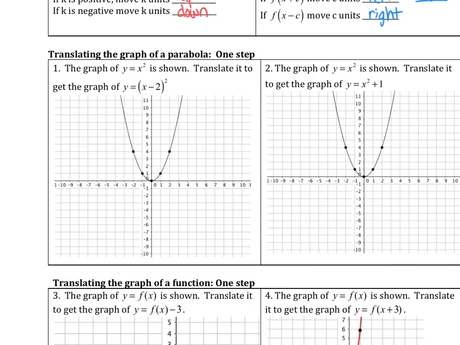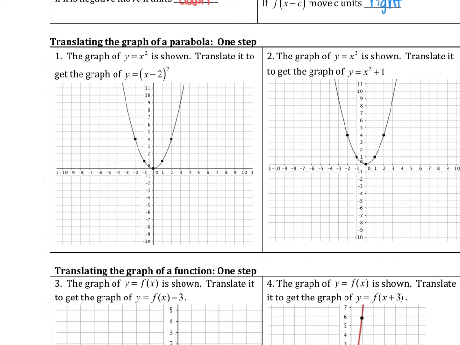So when you're translating the graph of a parabola, it shows you a parabola, and then it wants you to translate it to y equals x minus 2 squared, okay? So the only thing that happened is that you had a minus 2 on the inside of the parentheses. So remember, minus 2 tells you to move the entire parabola right 2 because it's opposite thinking. So what you're going to do when you're doing this on paper is you're going to take all of these 5 points that you see here, 1, 2, 3, 4, 5, and you're going to move them right 2.